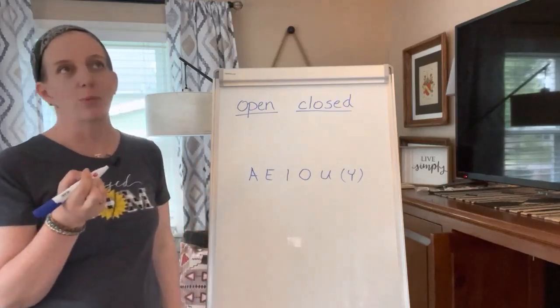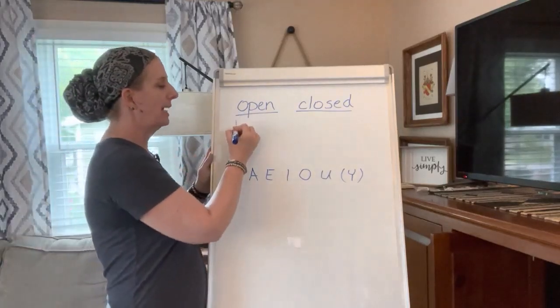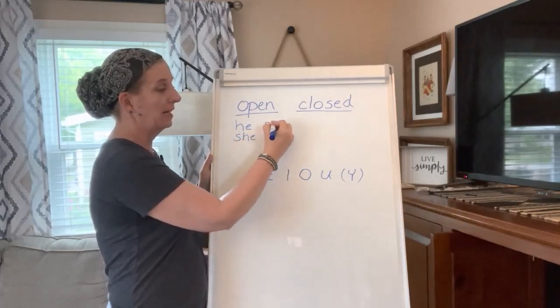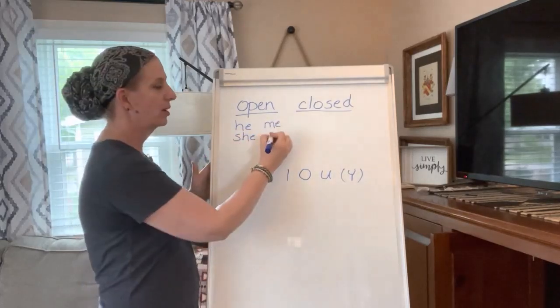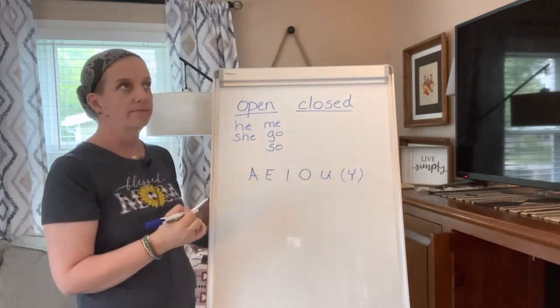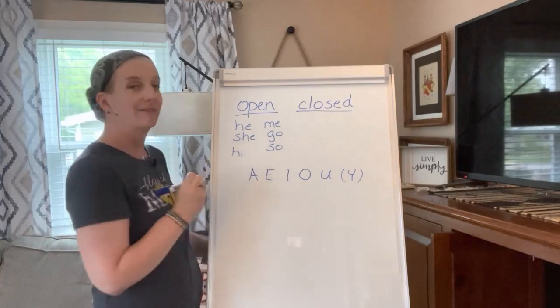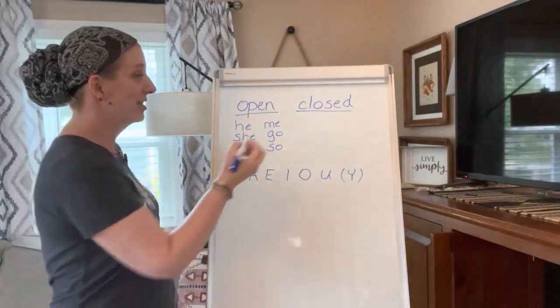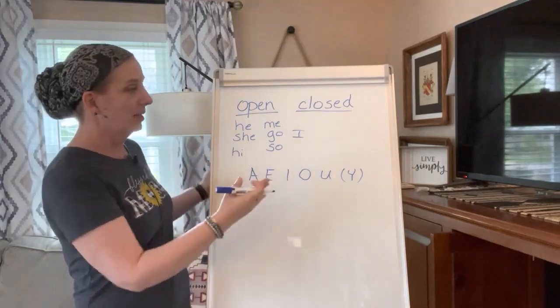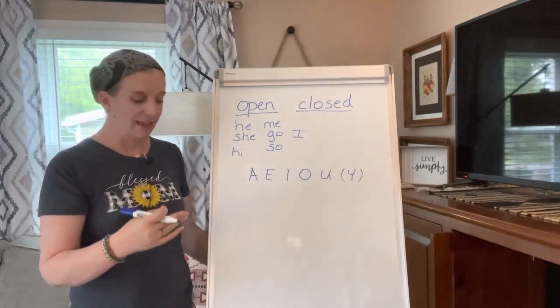So here are some easy words that you might know. So he, she, me, let's do a different vowel. Go, so, how about hi? So those are all, in fact, just the word I is an open syllable. And so the vowel sound comes at the end of the syllable.